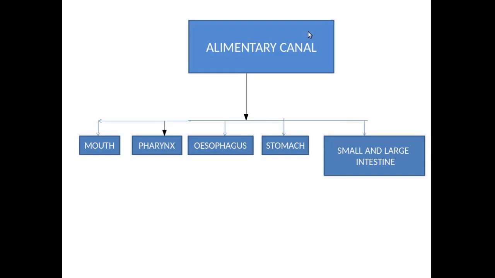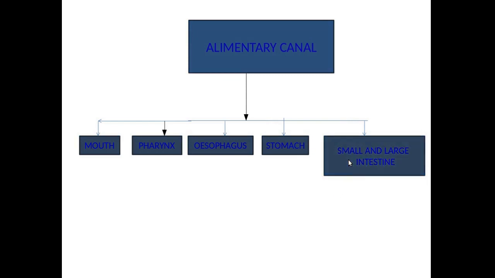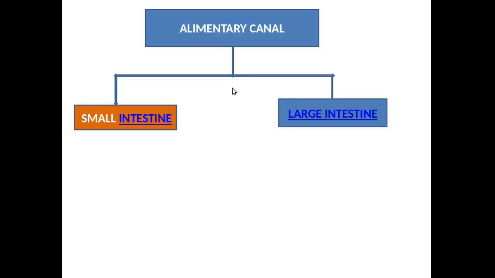Children, do you remember the different parts of the alimentary canal? The different parts of the alimentary canal are mouth, pharynx, esophagus, stomach, small intestine and large intestine. In our last class, we learned about the mouth, pharynx, esophagus and stomach, and how they participate in the process of digestion. Now, we discuss the structure and functions of the small and large intestine.